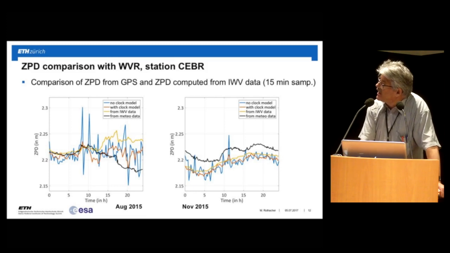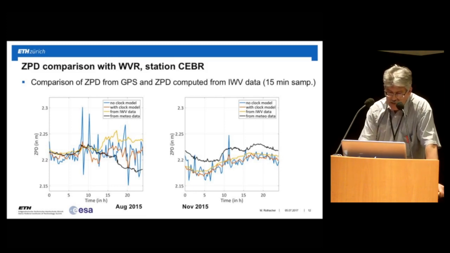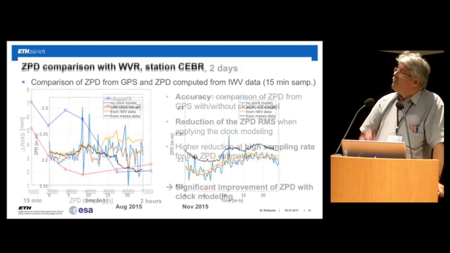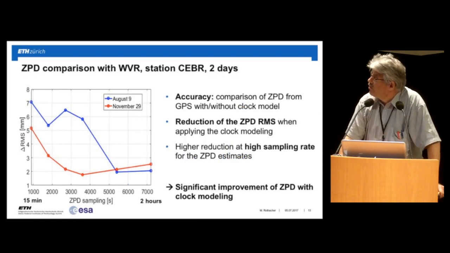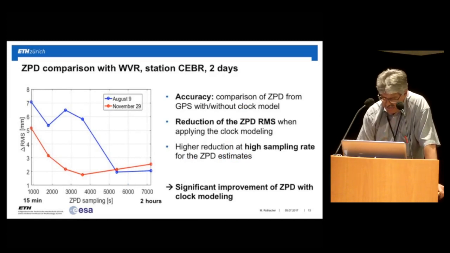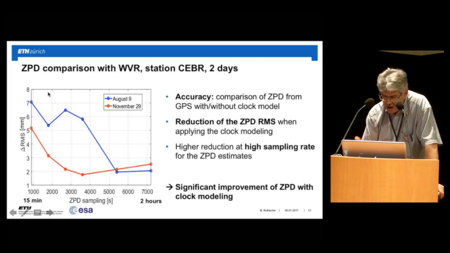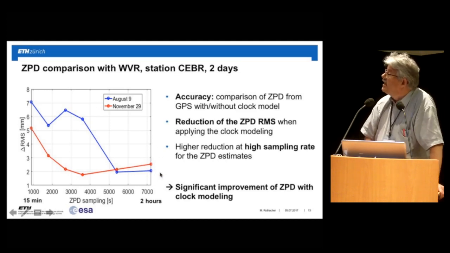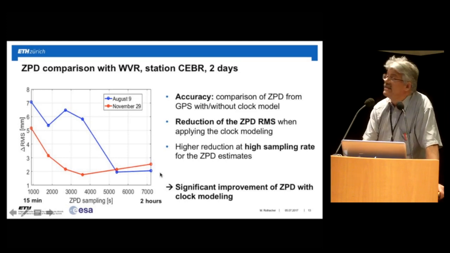When we look at meteo data, the question is whether this can be used for any of the validations. In this case, it doesn't really fit nicely. But still, when looking at this water vapor radiometer series, we see the same behavior. When we go to high tropospheric resolutions, we get an improvement of the RMS reduction, when we model the clock, of 5 to 7 millimeters. When we are at 2 hours, there's still an improvement in the reduction of about 2 millimeters. So we see that there's a significant improvement in the zenith path delays coming from this clock modeling.